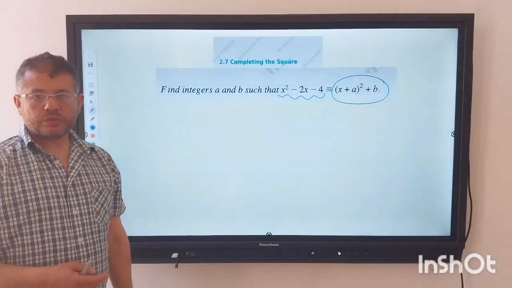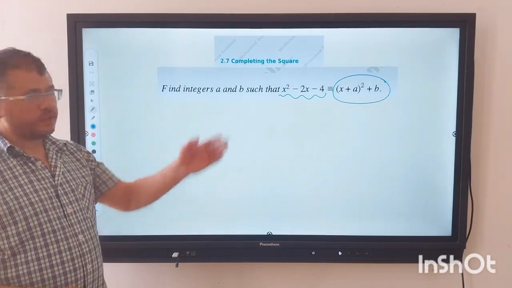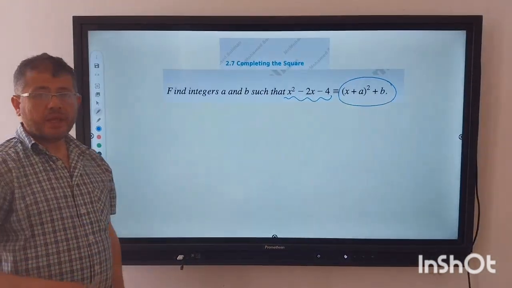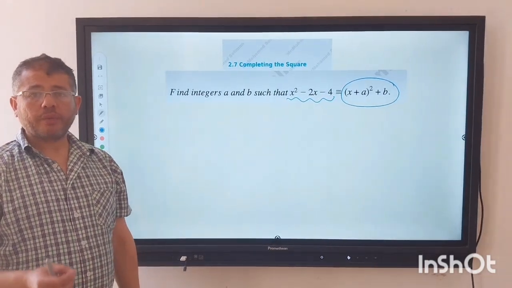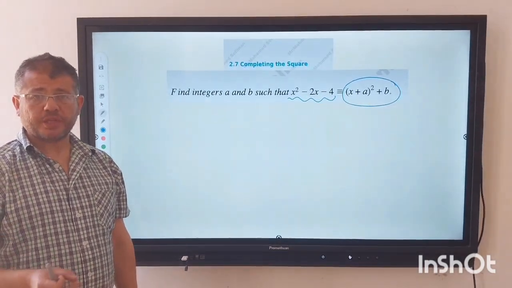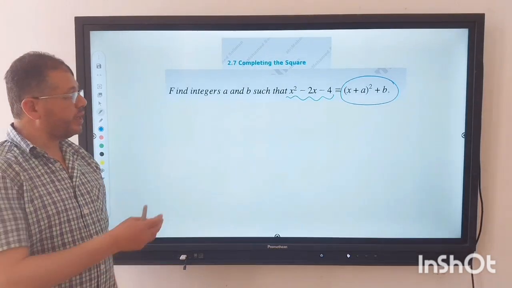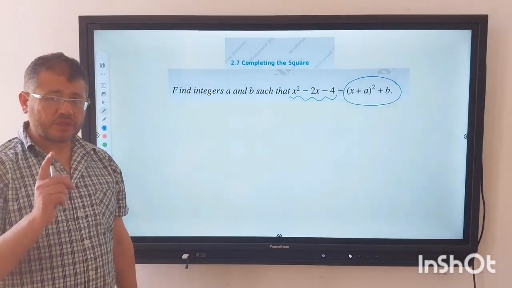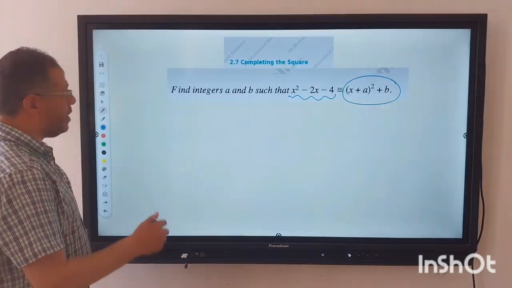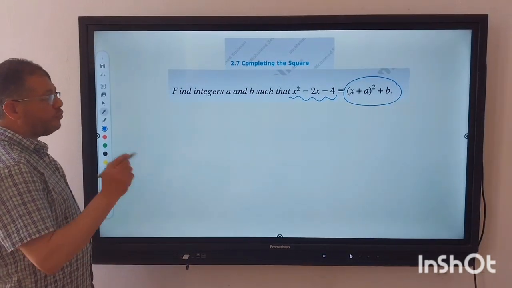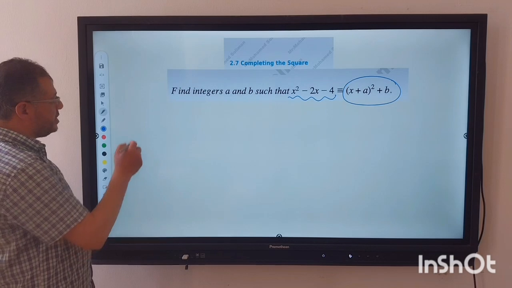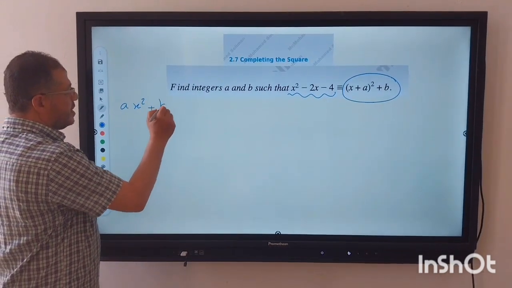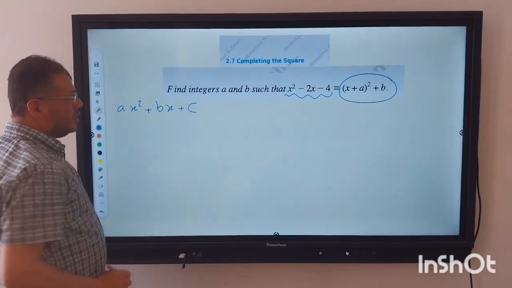Now I want to use completing the square for solving this quadratic equation. How can I use completing the square to solve this one? Here I have to follow only 3 steps to complete the square for this quadratic equation. What is the first step? First, you have to make sure that your quadratic equation is written in the form ax^2 + bx + c. This is the first step.